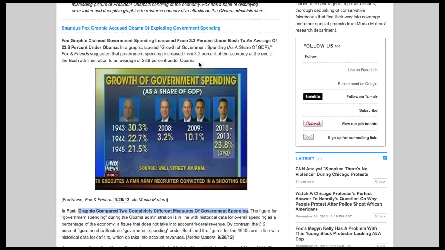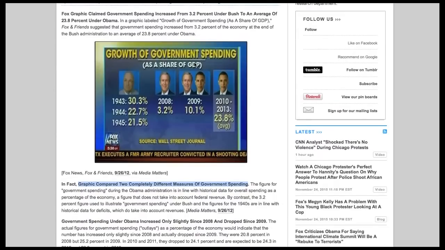Here's another example of one of these terrible Fox graphics. This one, just a total nightmare of a mess. Growth of government spending as a share of GDP, and here's some numbers from the 40s. Here's Bush, 2008. Here's Bush and Obama in 2009. Here's Obama, 2010 to 2013. So we're looking at these percentages.